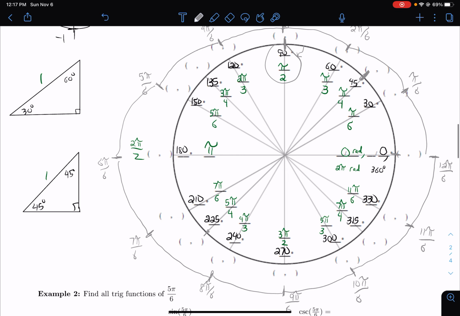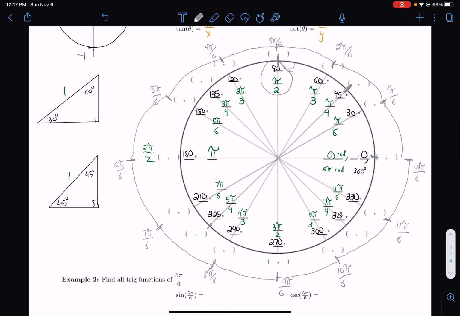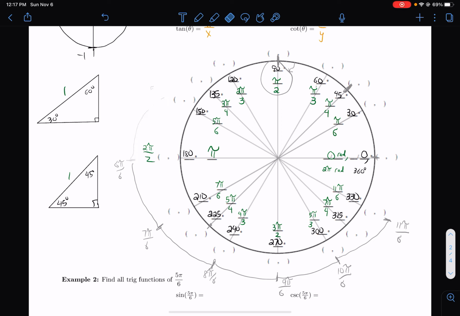Okay, so at this point, we have all of these nice angles in this unit circle measured in degrees as well as radians. So I'm going to erase some of these guide things that I had written here, just to focus on now, what are the coordinates of these points?